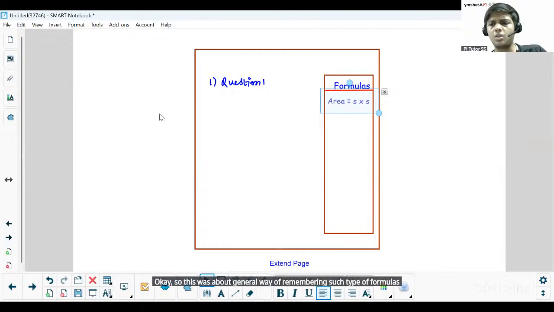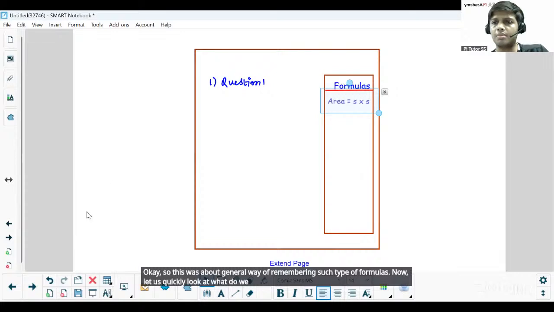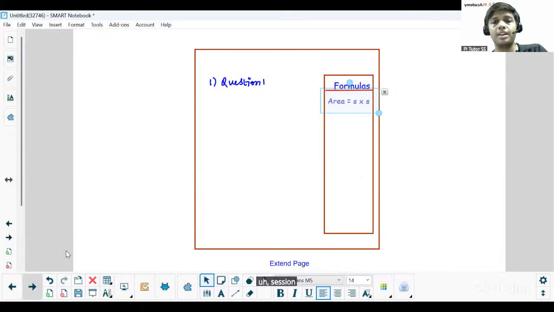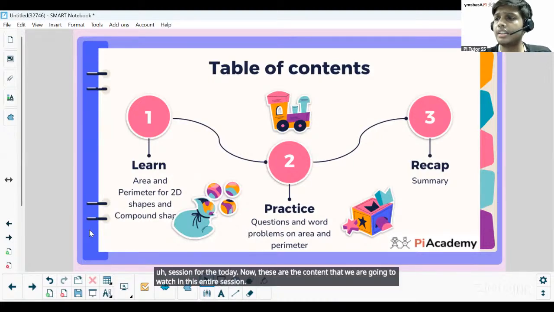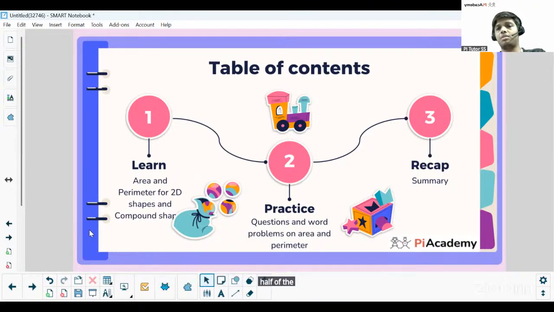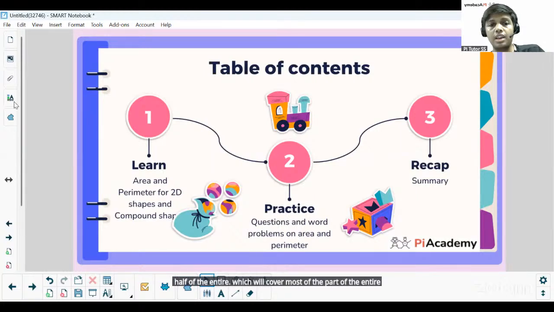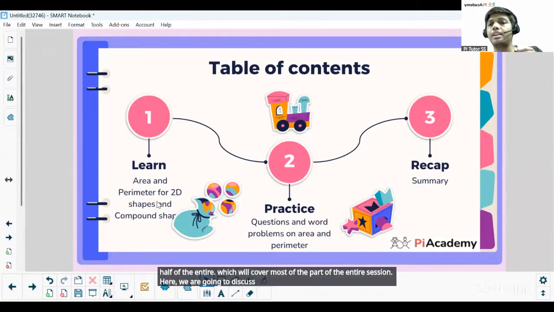Now, let us quickly look at what we have to do in our session for today. These are the contents that we are going to cover in this entire session. At first, the learning session itself, which is going to be half of the entire session and cover most of it. Here we are going to discuss everything related to the area and perimeters for 2D shapes and compound shapes as well.